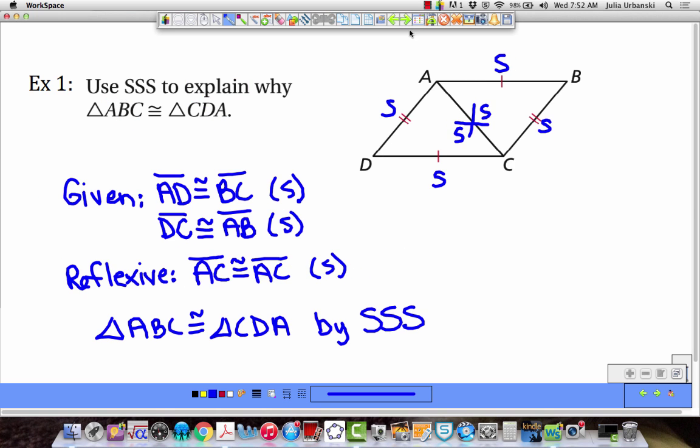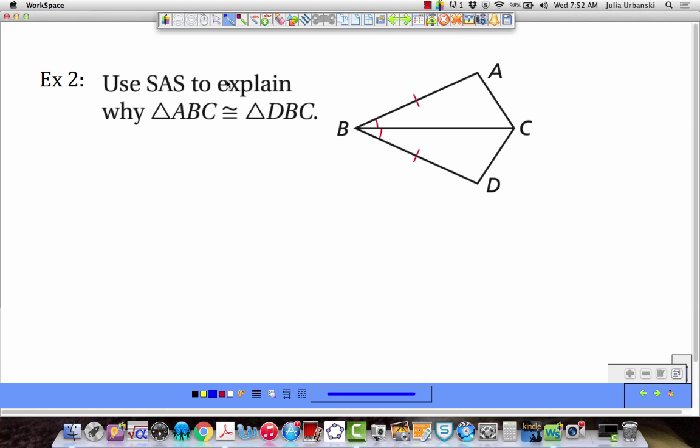The next one. All right, let's start with what we're given. What are we given? Sides. Yep, those 2. And when you do a proof, you'll have to write them down, but we're not doing that quite yet. What else do you notice that's given to you? An angle right here. This angle is equal to this angle. So we're not done yet. We need something. What do we need? The reflexive. That's right.